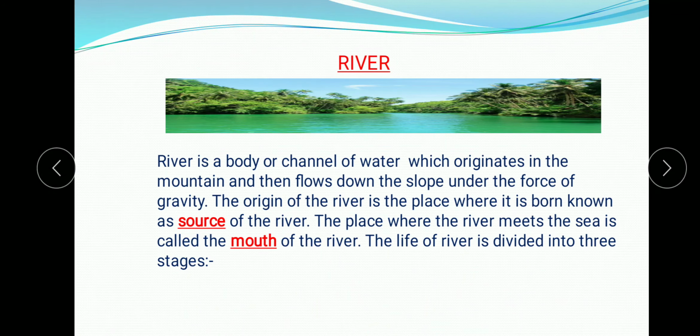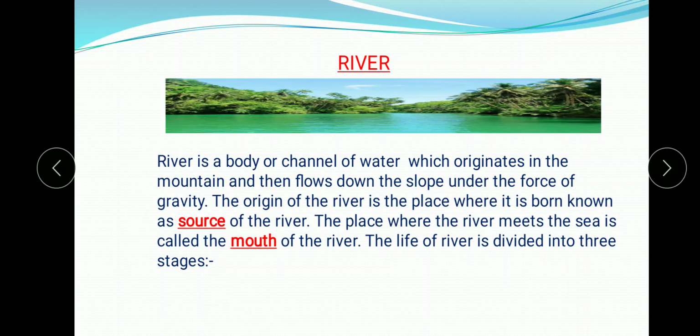In the previous class, we had discussed topographical maps and symbols used for natural and man-made features. River is one such natural feature which we will discuss now. River is a body or channel of water which originates in the mountain and then flows down the slope under the force of gravity. The origin of the river is the place where it is born, known as source of the river. The place where the river meets the sea is called the mouth of the river.